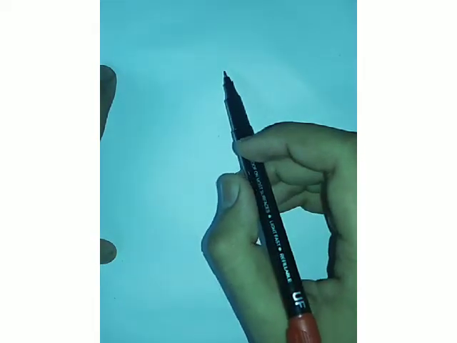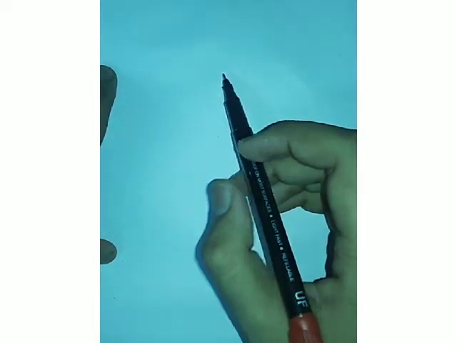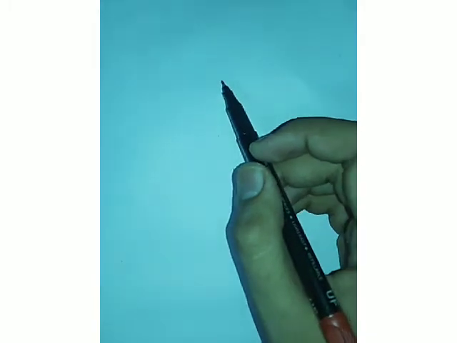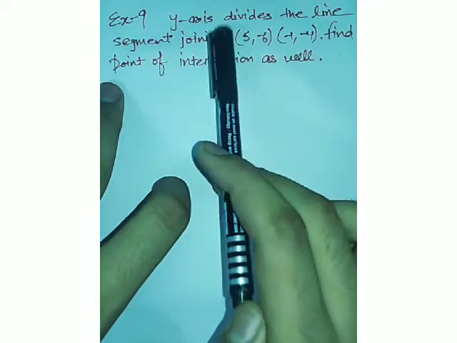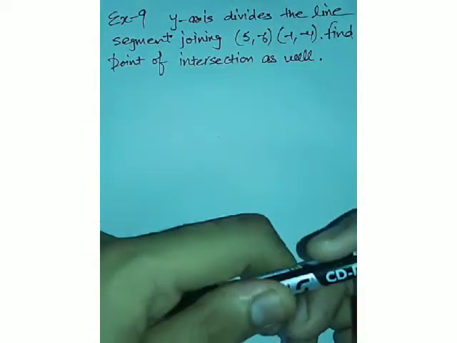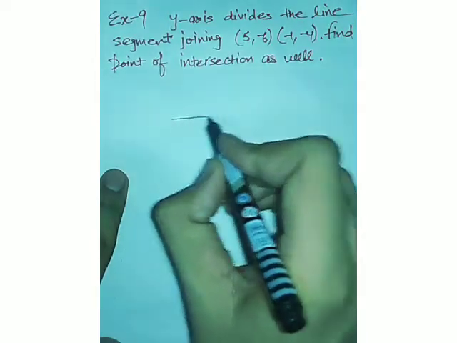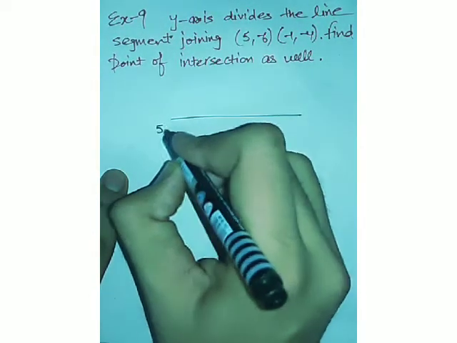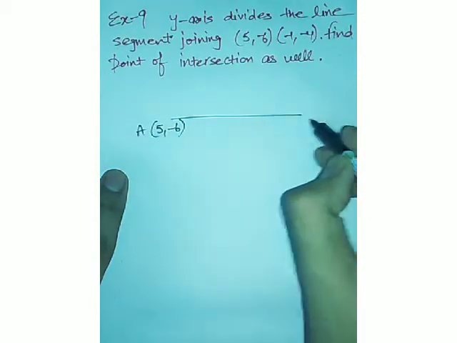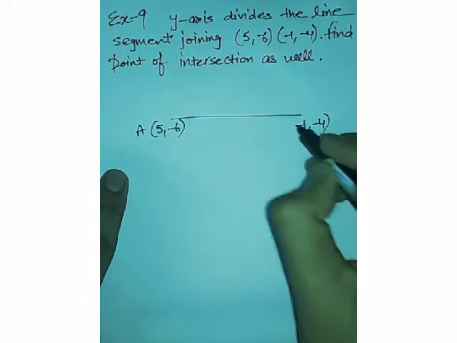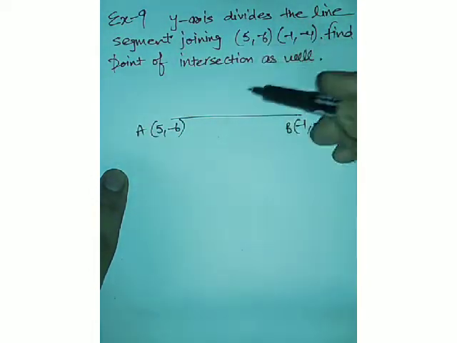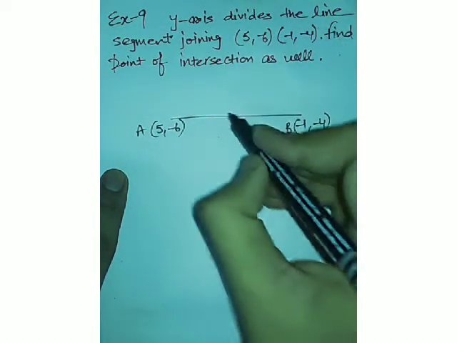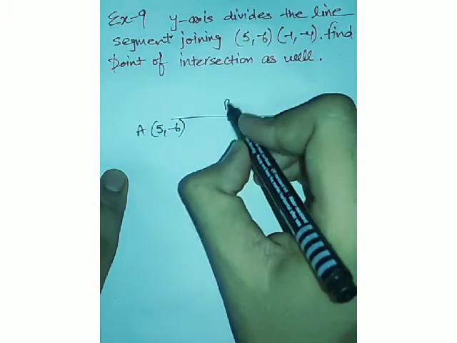Today we will continue with our exercise 7.2, that is coordinate geometry, and we'll start with example 9. So let's start with example 9. In example 9, it's given that the y-axis is dividing the line segment joining these points. So let's draw the line. The line is joining 5 comma minus 6, let it be A, and minus 1 comma minus 4, let it be B. The y-axis is dividing the line. So consider the y-axis is passing through the line and let the point of intersection be P.